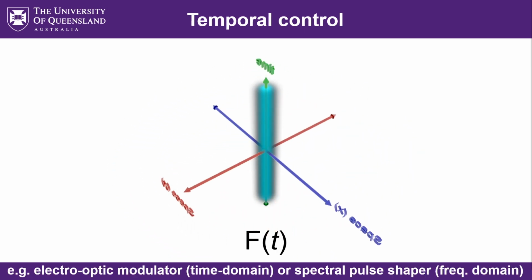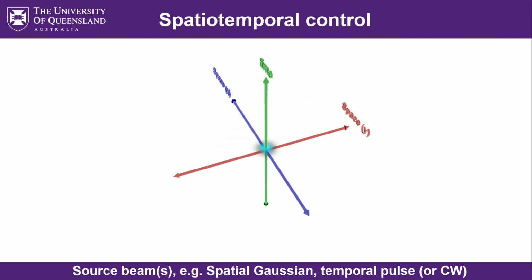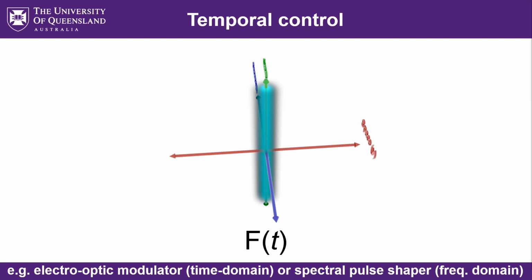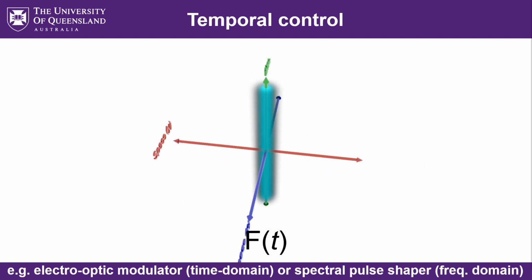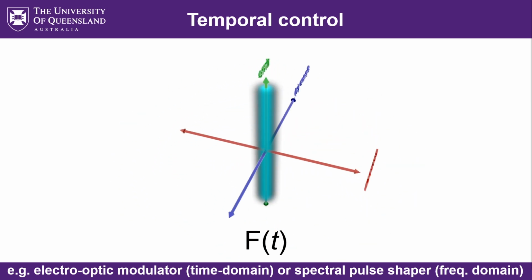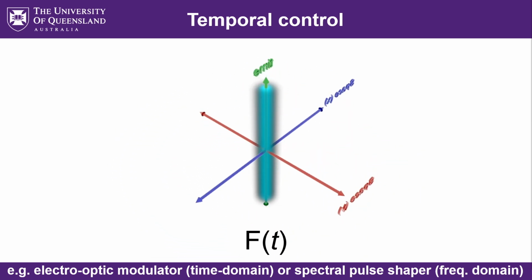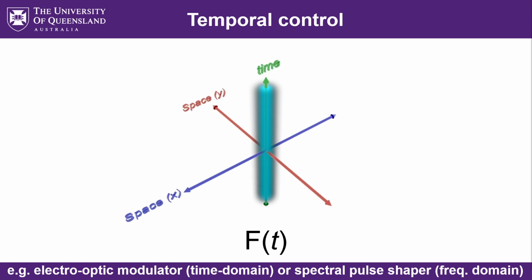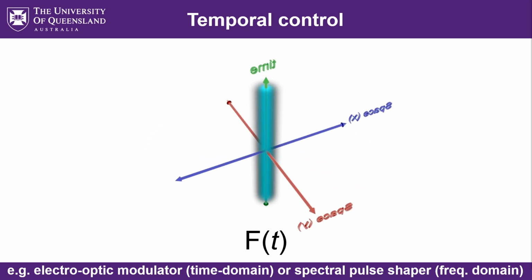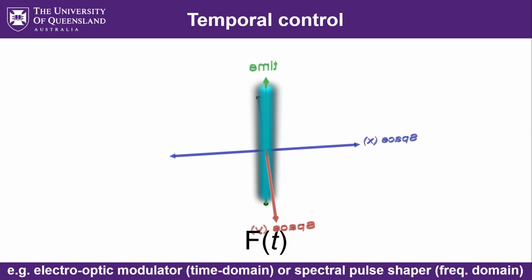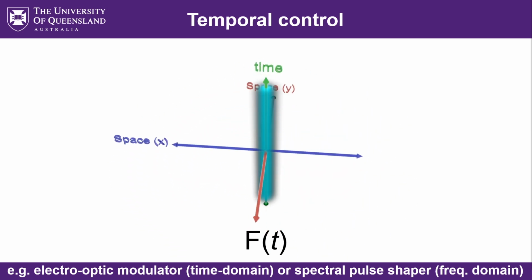So we take that short pulse from our source and then we shape it along the time axis, the longitudinal direction, the propagation direction. And now in this case, we've got a long rectangular pulse in time. We can take our input source and then we can map it onto our desired output beam as a function of time.